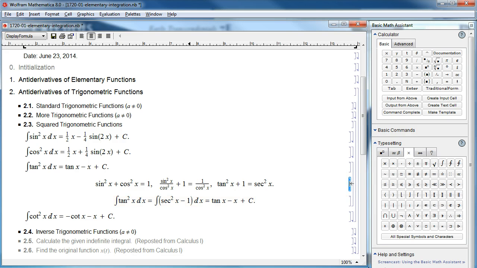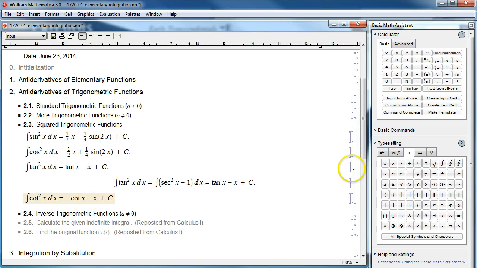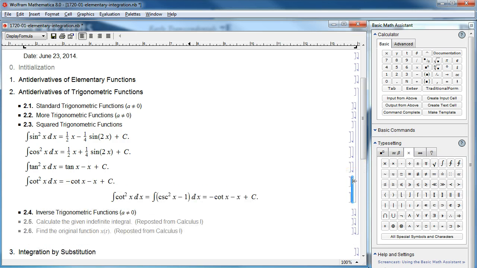You can do the same thing to cotangent squared function. You can start from Pythagorean identity, sine squared plus cosine squared is equal to 1, and divide everything by sine squared, and you're going to get the relation between cotangent and cosecant.